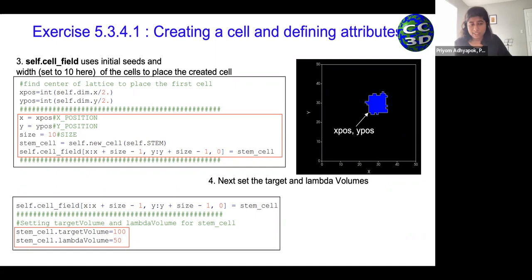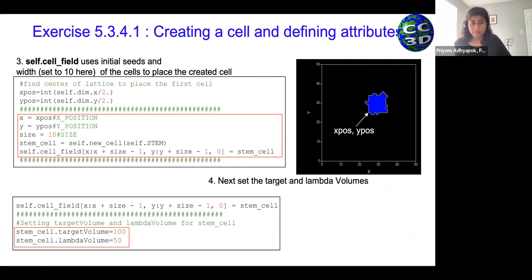In this case, what it's saying is that it's going from X position of say 250 to 250 plus 10. And because of weird Python syntax, you need to subtract a number to make it have 10 units. But all it's doing is finding the left side of where you want your cell to be placed, finding the right side of where you want to place your cell, and assigning those pixels to the object of stem cell.